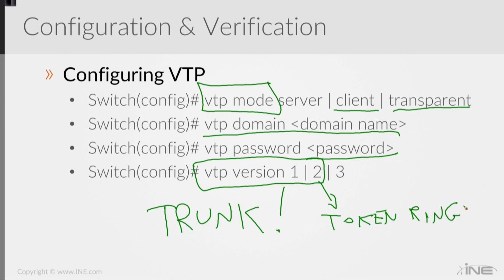Token ring was actually a competitor against Ethernet, but clearly Ethernet won because everybody's using Ethernet. But that's the only thing that primarily added in VTP version 2. VTP version 3, you learn about that at the CCNP level, so you don't have to worry about that.